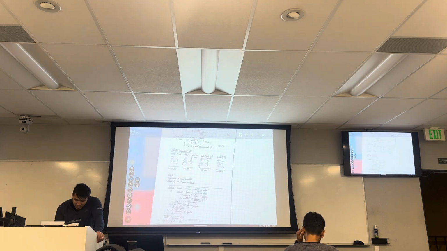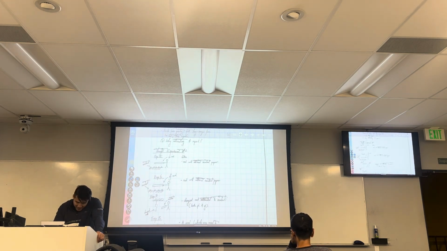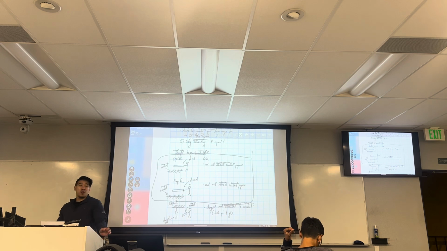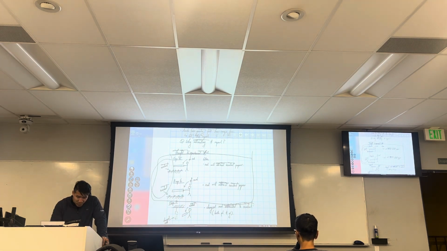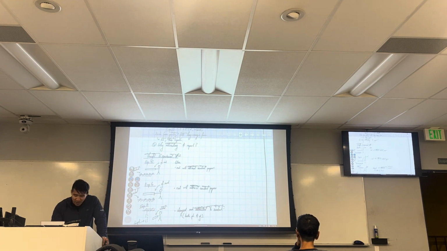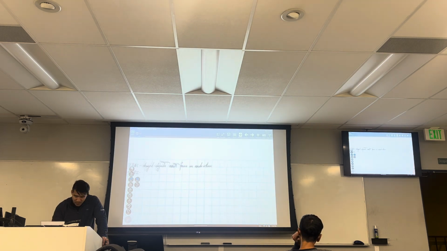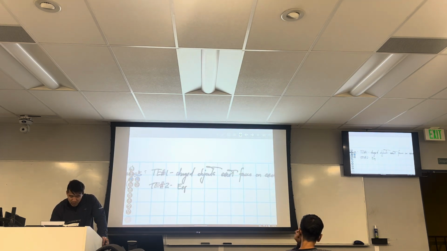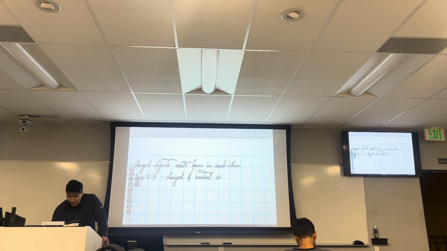Experiments 5 and 6 demonstrated that not only do charged objects exert forces on each other, but they exert forces on neutral objects as well. Well, that also includes experiment 7. So experiments 5 through 7 show charged and neutral attract, and only attract.